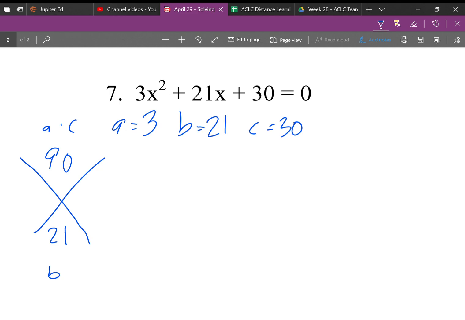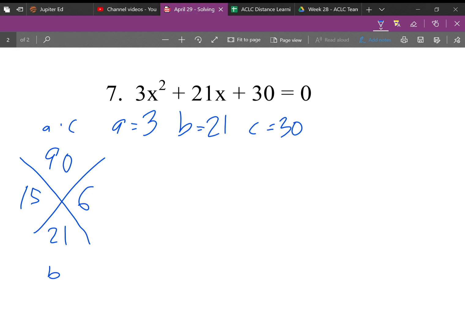So the numbers that are going to work here are going to be 18 and 5. Is that right? 90, 18, 5? No. 15 and 6. That'll work. So 15 times 6 is 90. 15 plus 6 is 21.